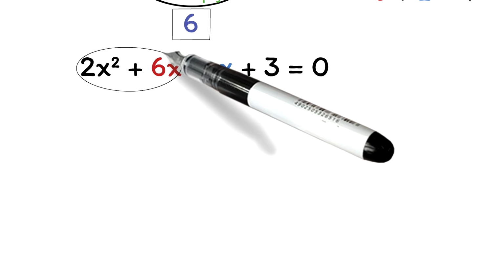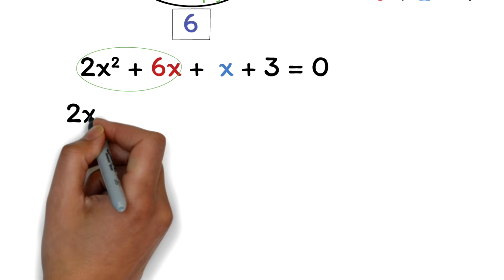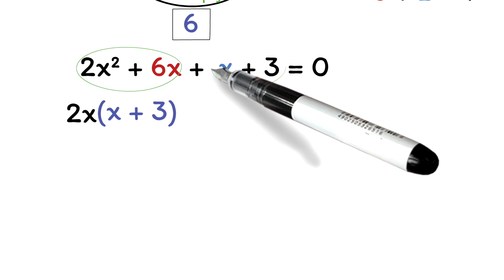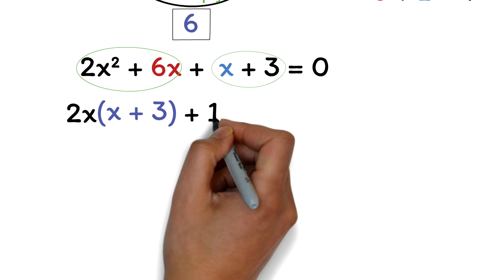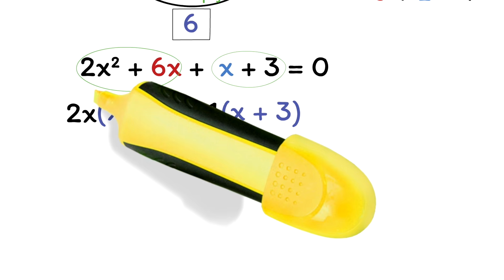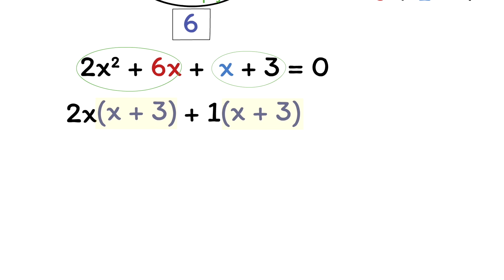Next, we group two terms each and factor the common terms in each group. For the first two terms, 2x is common to both. So, we can factor 2x out. That leaves us with x plus 3. For the last two terms, we can factor 1 out. That leaves us with x plus 3. Note that what is in the parenthesis will always be the same for both groups. If you get different values, you're doing something wrong.